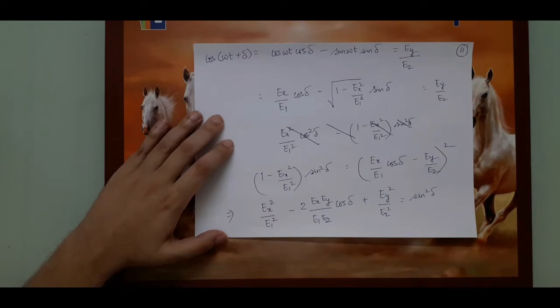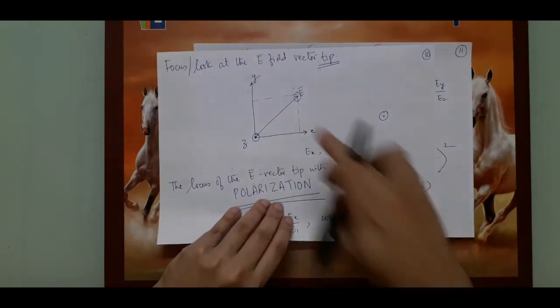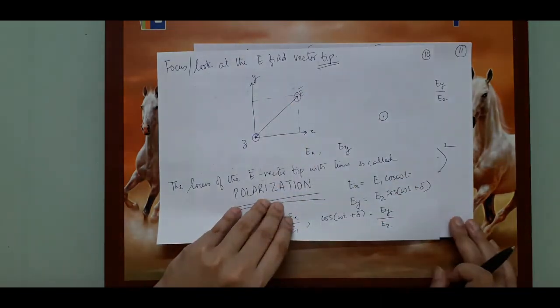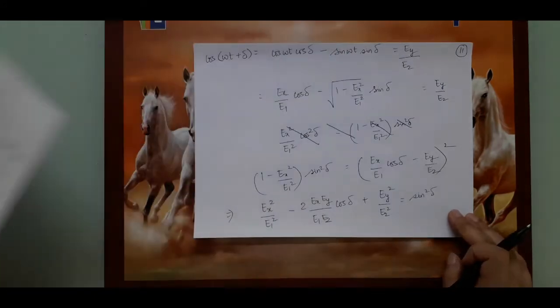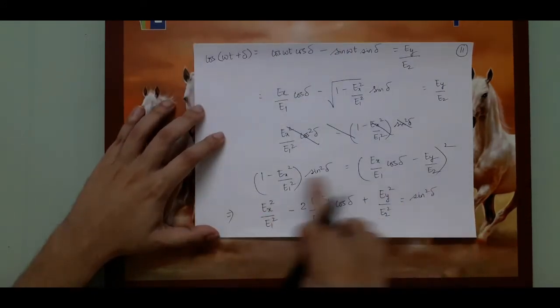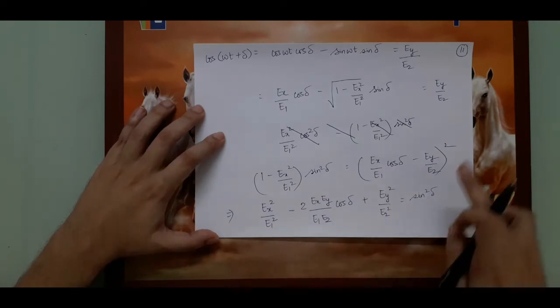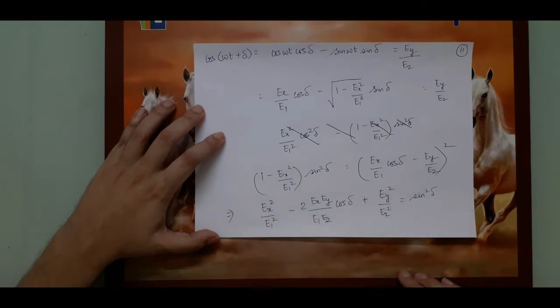So remember what we are trying to do. We are trying to see the E field vector projections on the x and y axis as a function of time, or the polarization. So now if you look at this equation and I am trying to draw this equation graphically on the xy plane, what will this look like?